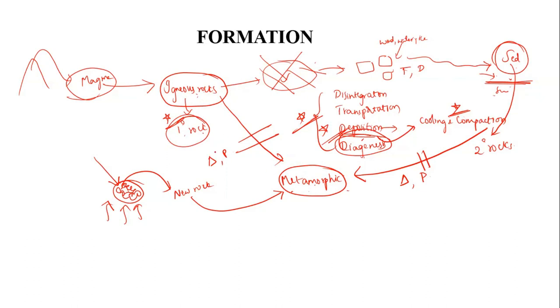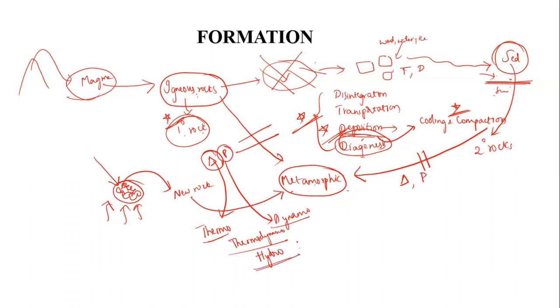And here, what we saw, through the action of heat and pressure, these are forming. If it is due to heat, it is called thermometamorphism. Heat means thermal, so thermo. If it is due to pressure, it is dynamo metamorphism. If it occurs due to both, it is thermodynamo metamorphism. Sometimes it may also occur due to water. If it is due to water, we call it hydrometamorphism. So these are the major kinds of rocks we'll see.